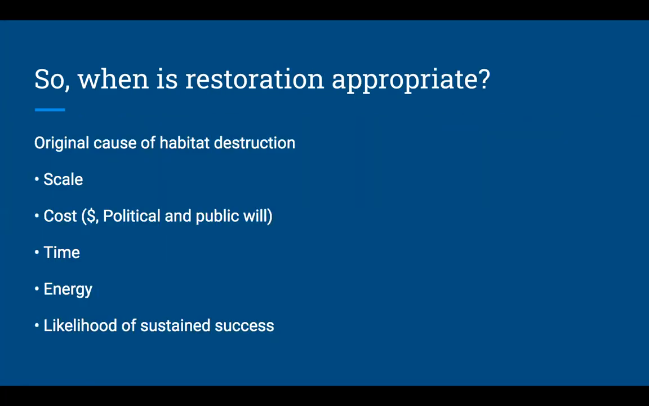Restoration is not appropriate in every situation. It depends on many different factors. The first one should be if the original problem has resolved. If the forest you're restoring is going to be chopped down or there is still an invasive species destroying it, there is no point in restoring the forest at that time.